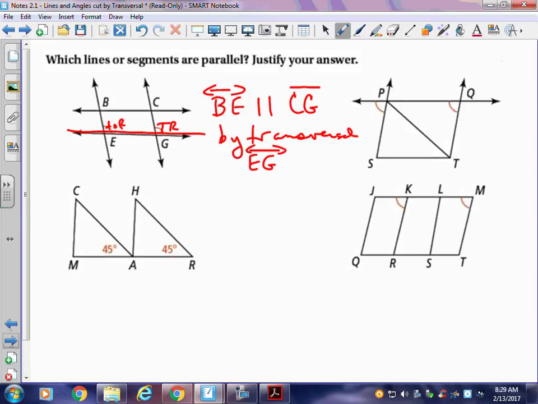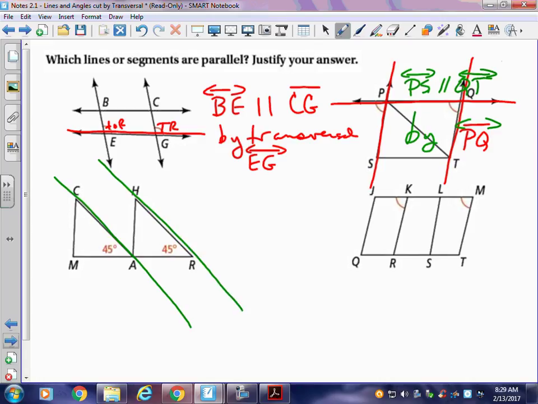So let's look at the next one. Here's two lines cut by a transversal. Again, they're corresponding. So we name the two lines. PQ is your transversal. And PS and QT are parallel. Let me use a parallel symbol. By the transversal PQ.